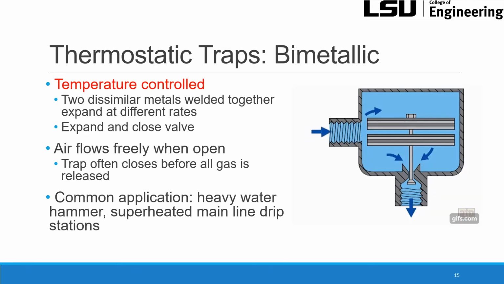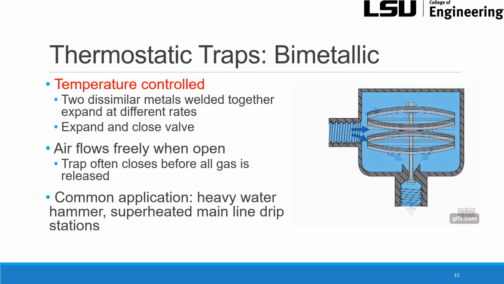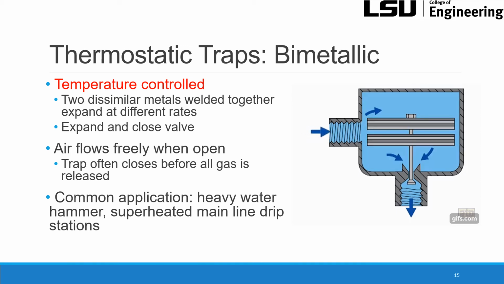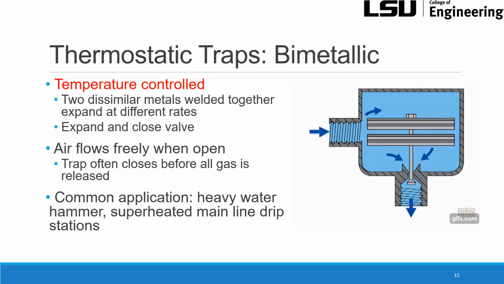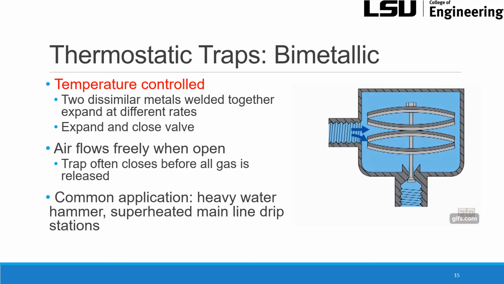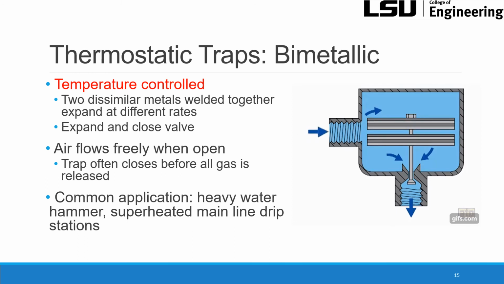The final type of thermostatic trap is the bimetallic trap. As we know from materials class, different materials expand at different rates when heated up. So whenever two dissimilar metals are welded together, they will expand at different rates and deform. So when we attach these two different types of metals and then heat them up with steam or condensate, they will expand. And the way this trap works is that it pulls up on the lever, which then seals and closes the valve.